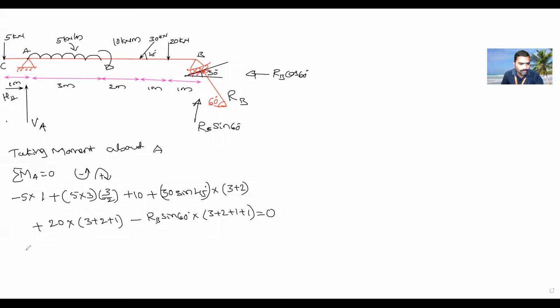Okay, next. So solve. All of you solve this one. You will get RB directly. Okay, so solve karo. Sab log. How much you will get?